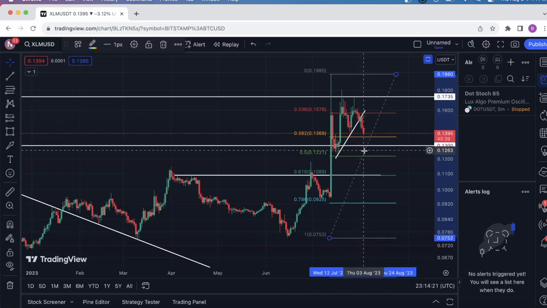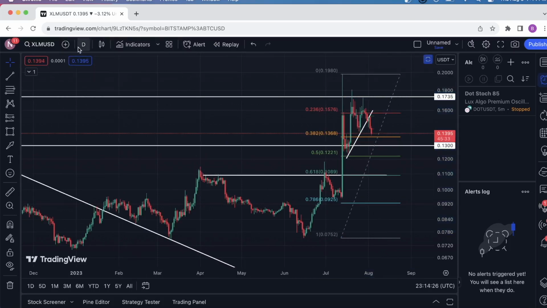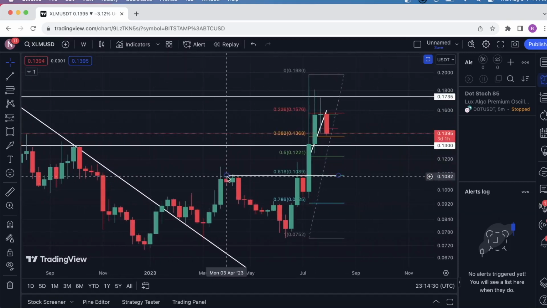But if this region breaks right here, I'm looking to this 618. I think there's a lot of confluence down here. So let me zoom back out to the weekly time frame, and you'll see right here, I drew this based on these top of the candle bodies, and that lines up with the 618 right here. So a lot of confluence down at this range, at around 10 cents.